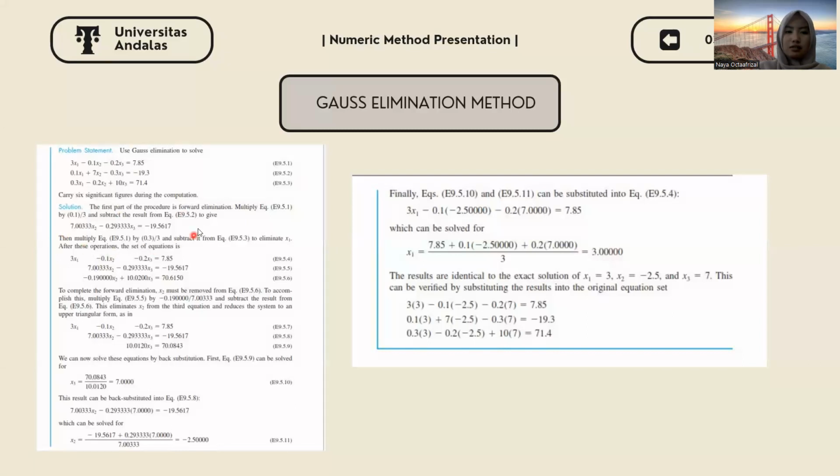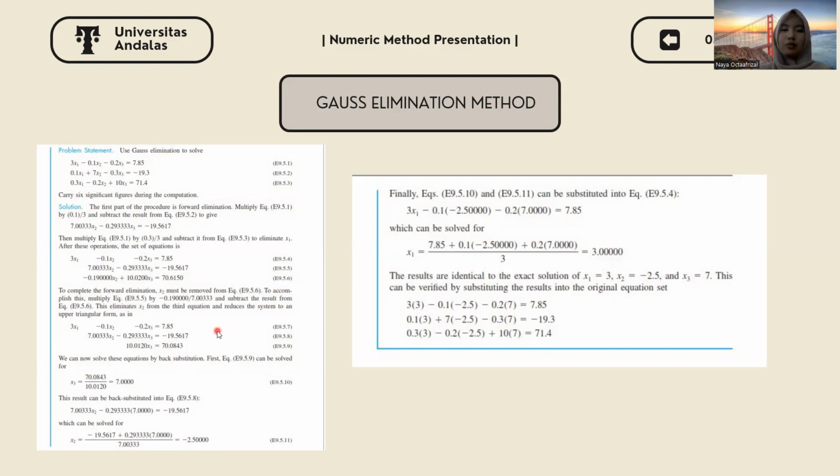As you can see in here, this is the new equation. So we can eliminate the x1. After that, this is the first equation, and this is the equation that you got before. And then after that, we can eliminate the x2 from the equation in 9.5.6.